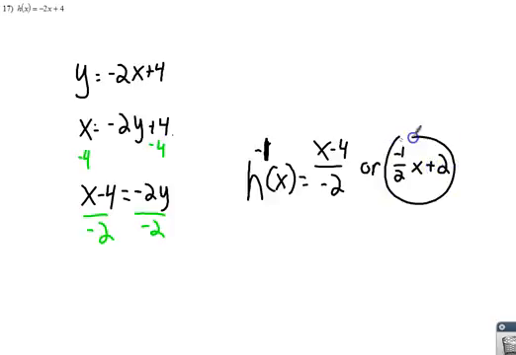Both are mathematically correct and would be accepted. So all I did here was divide negative 2 x by negative 2, getting negative 1/2 x. Negative 4 divided by negative 2 is 2. Moving on. This problem asks you to verify if they are inverses.